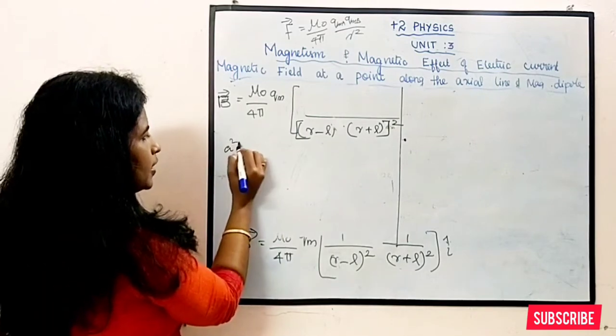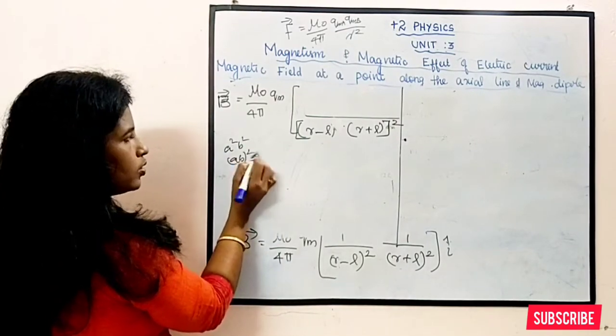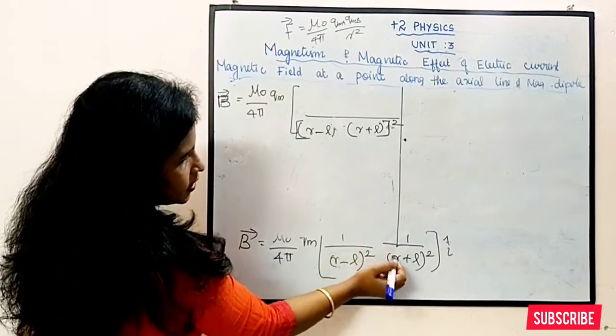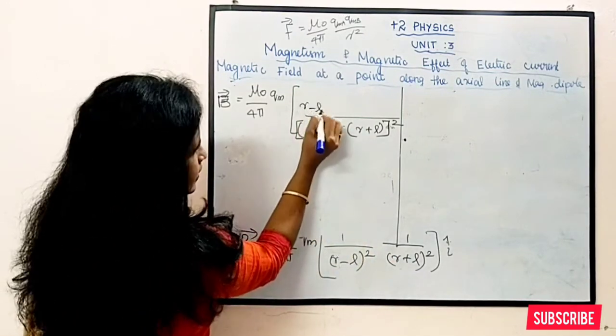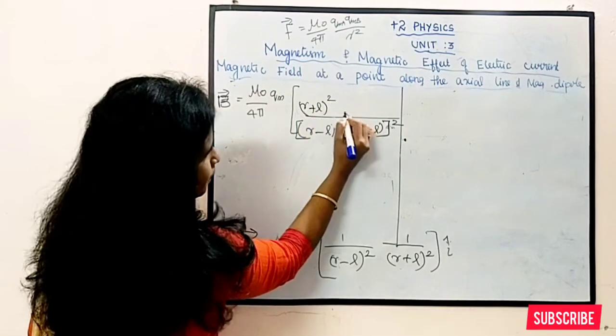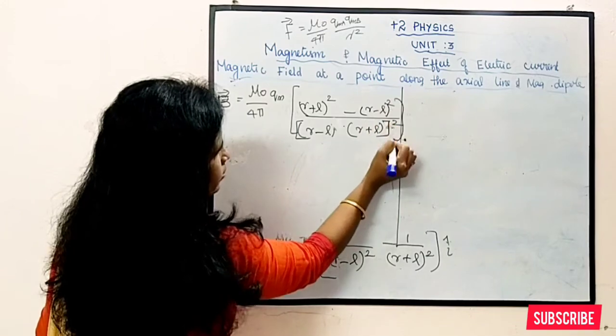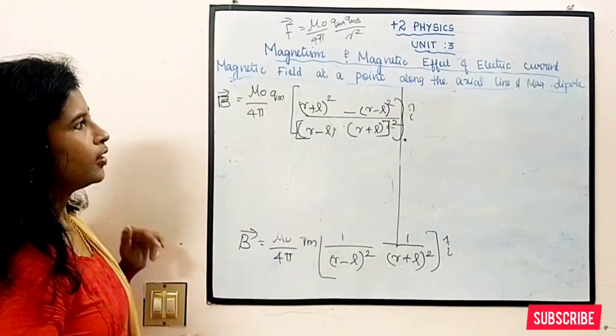So a square b square, I can write it as (ab) the whole square. Okay, like that I have written. So cross multiply it. So what happens? (r plus L) the whole square minus, when this goes here, (r minus L) the whole square into I cap. Okay, now simplify it.